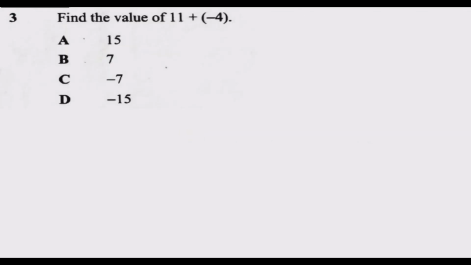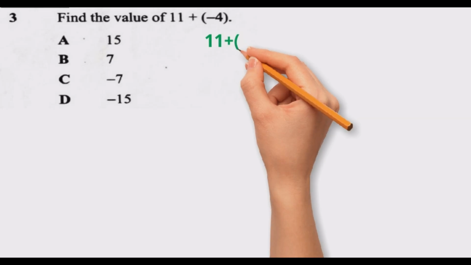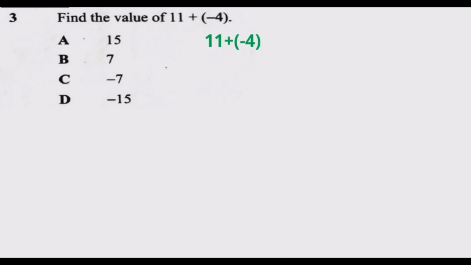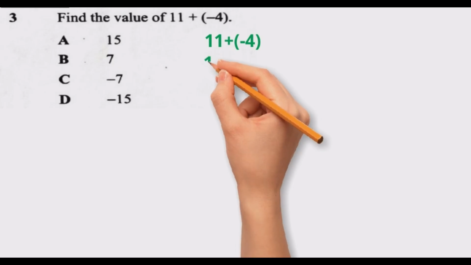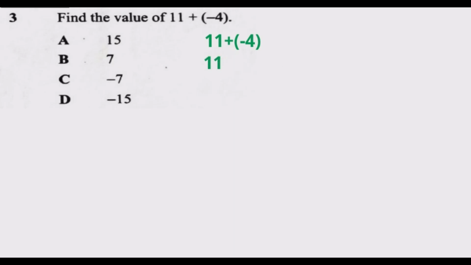Question 3 is, find the value of 11 plus open bracket negative 4 close bracket. I'm going to copy the expression, which is 11 plus open bracket negative 4 close bracket. Then I'm going to remove the bracket. First we write 11 down here, then we say plus.